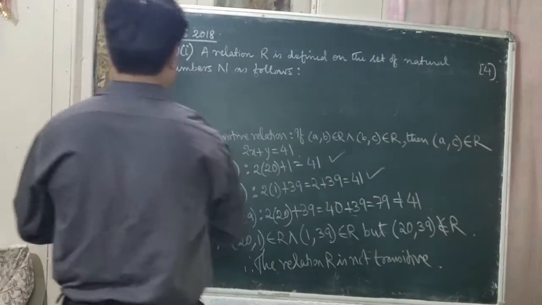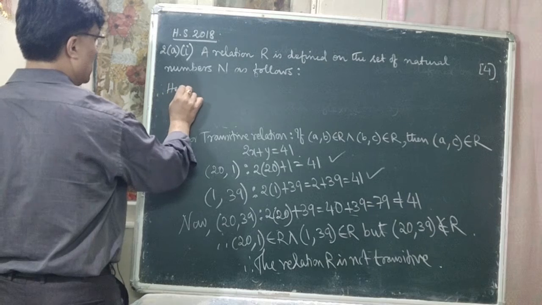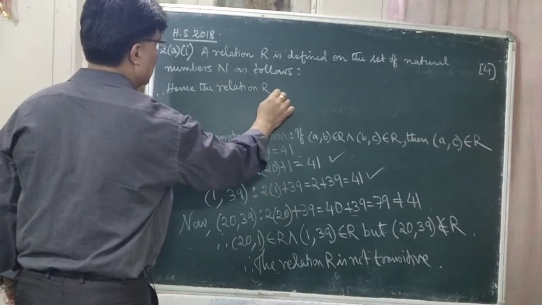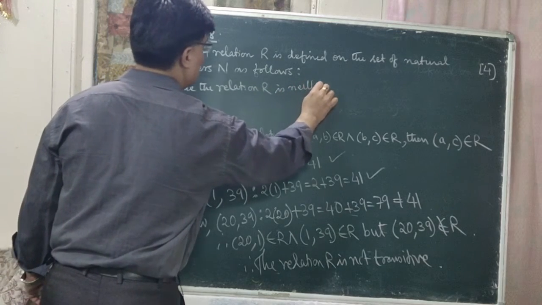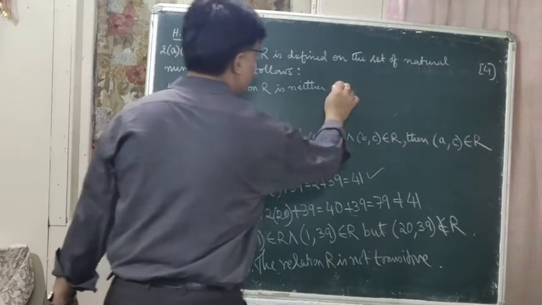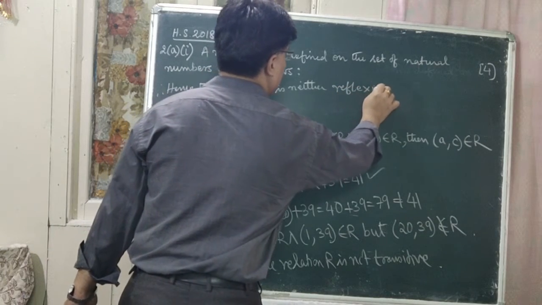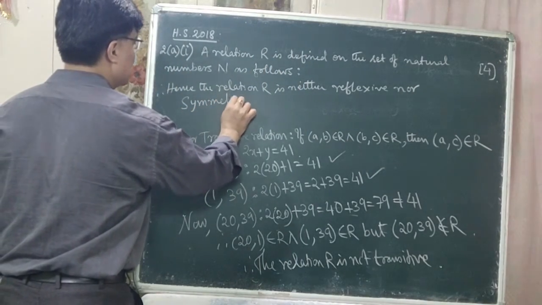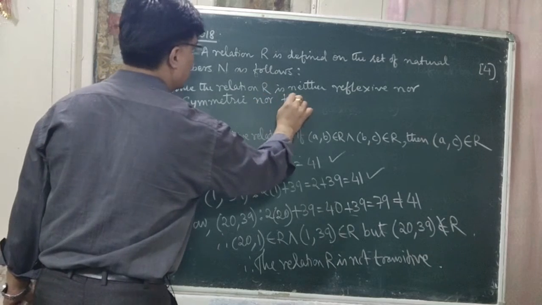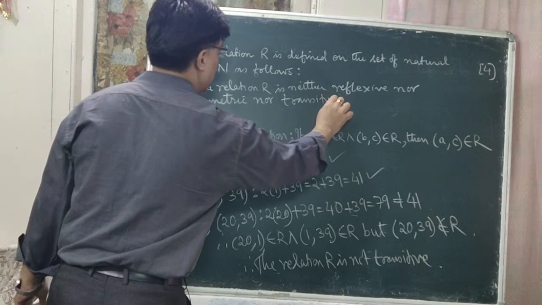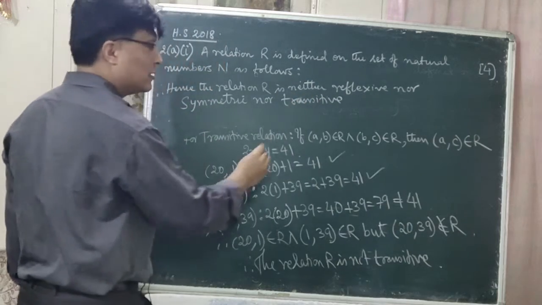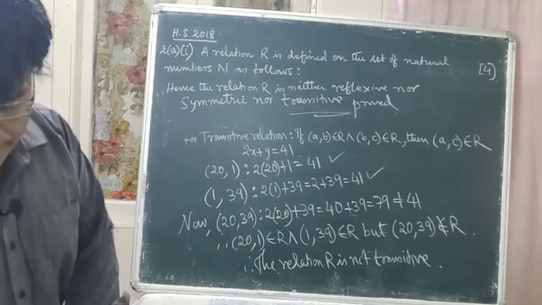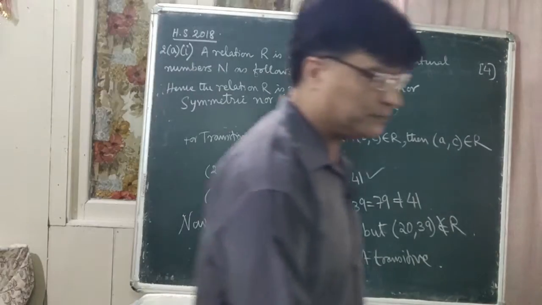Hence, therefore, hence the relation R is neither reflexive nor symmetric nor transitive. That is proved. So I think you have understood it. So you can copy it. Now we'll do the next problem.